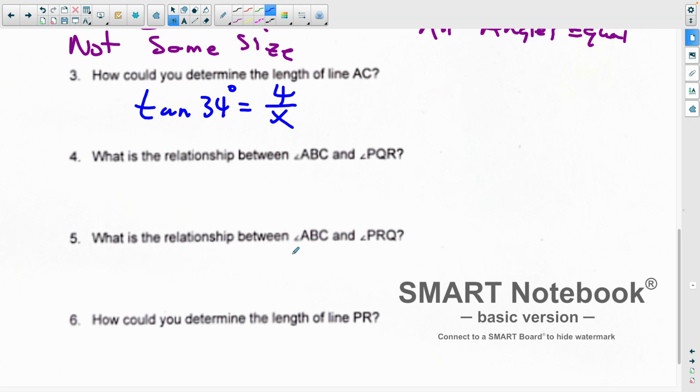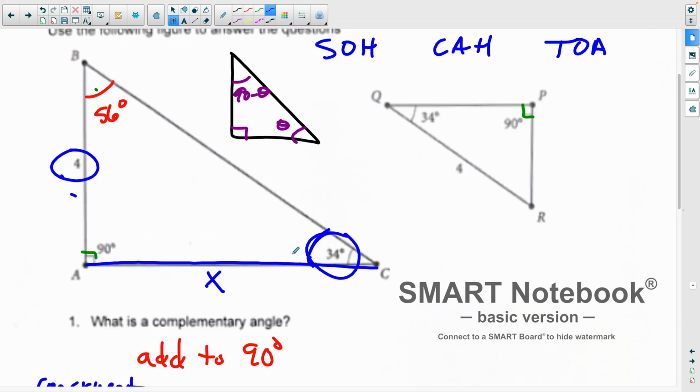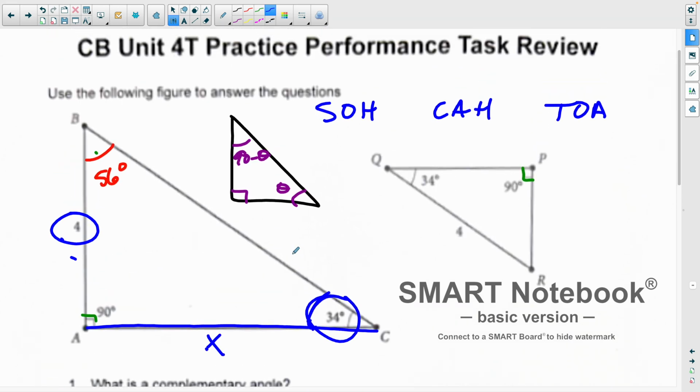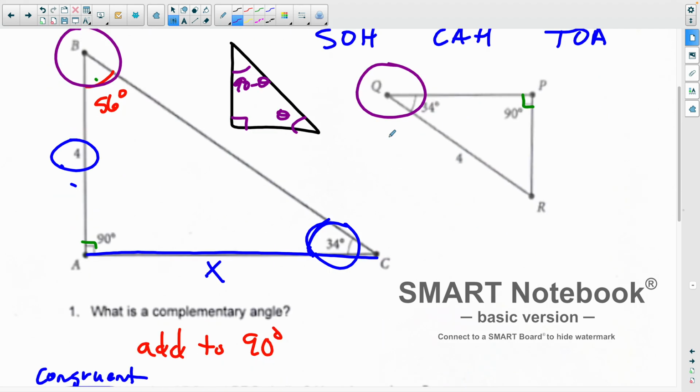What's the relationship between angle ABC and PQR? They are complementary. That's good. ABC is this one, and PQR is this one. So it's basically angle B and angle Q. So this one's 56, that one's 34. They add up to be 90. They are complementary angles. Very nice. Good. Everybody okay with that?